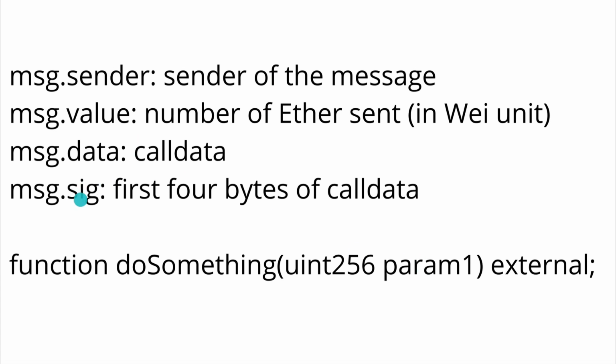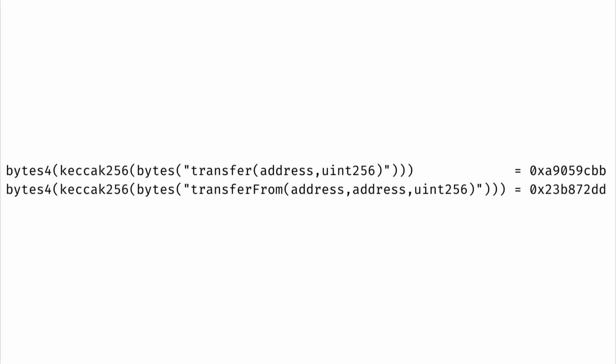And then the msg.sig is actually the first 4 bytes of the call data, which has a special meaning. These 4 bytes are called the function selector and basically tell the Ethereum virtual machine which function to execute on the contract. So how are those 4 bytes calculated? Basically, you take the function name and the function input parameter types, and you calculate the Keccak256 hash of it, and from the result you take the first 4 bytes.